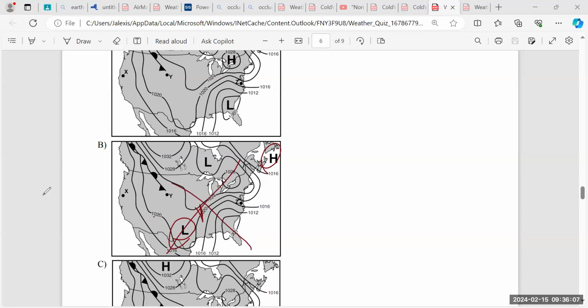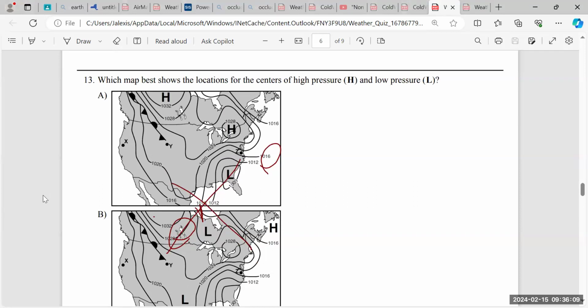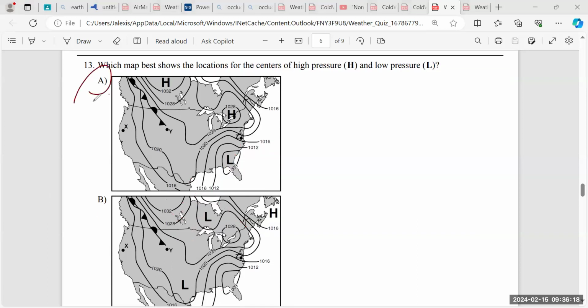That's why the correct answer is A. And as we can see, it makes sense, right? The high symbols are located on the highest value here. The L symbols are located on the map where the center of the lowest air pressure is. All right, that's why it is choice A.